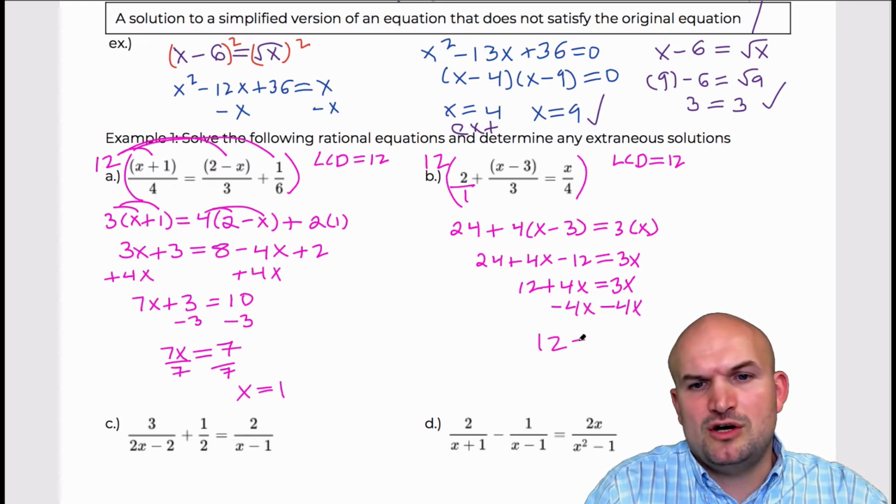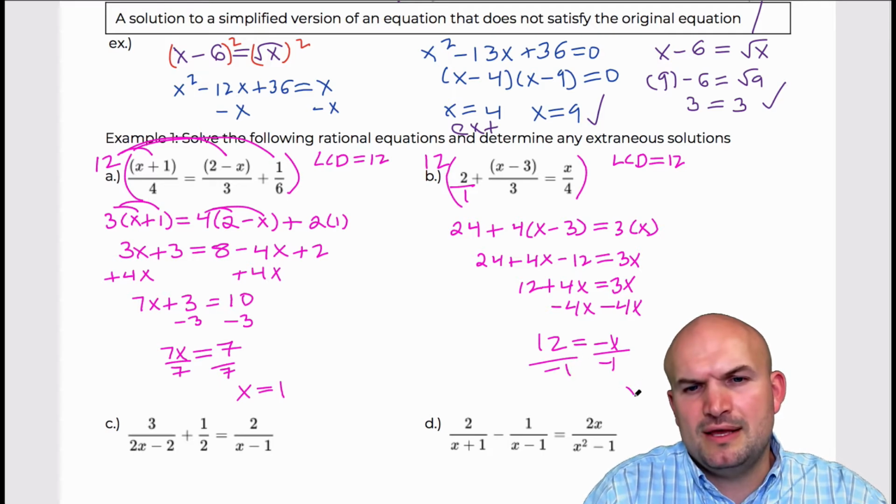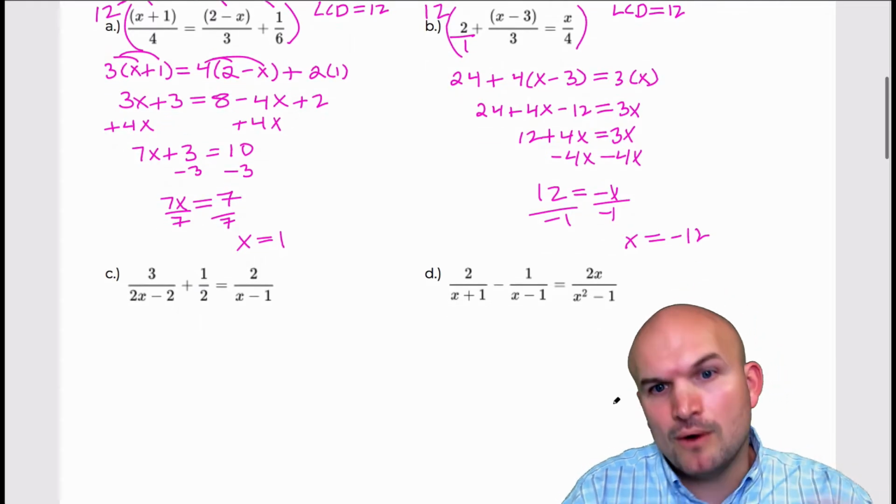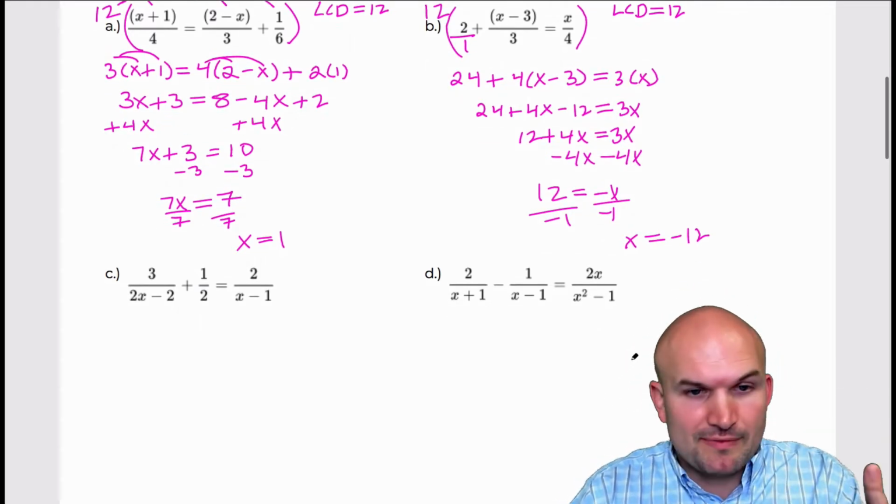So therefore I have 12 equals a negative x. Divide by negative 1, divide by negative 1, x is equal to negative 12. Okay, so there we go, all good.